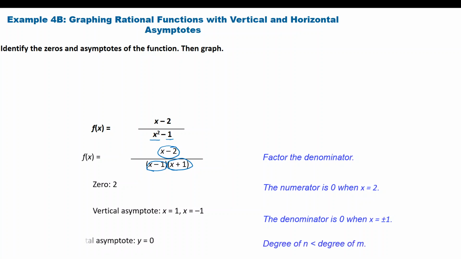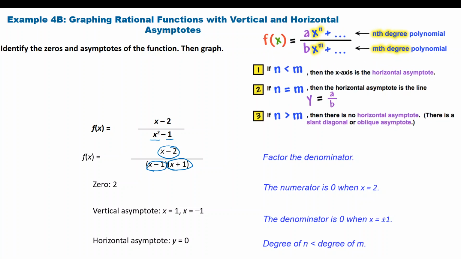So we're going to take a look at our chart here. The highest degree on the top is 1, and the highest degree on the bottom is 2. So using our chart, I see that n is 1 and m is 2. I know that 1 is less than 2, so I'm going to choose number 1 as my choice. That means the x-axis is the horizontal asymptote, and the x-axis is written y equals 0. So that's our horizontal asymptote.